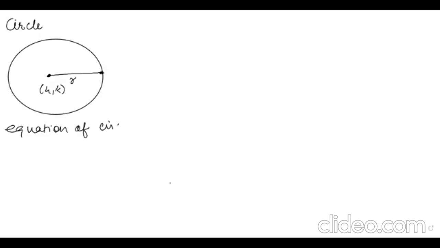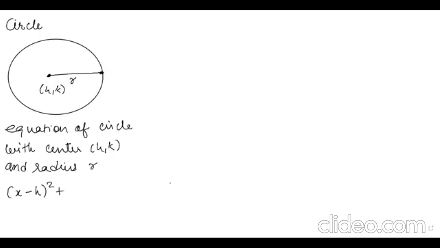If we talk about the equation of a circle, then we need two parameters for that. One is the center, and another is the radius of that circle. If you have these two parameters, then you can find the equation of the circle using (x minus h) whole square plus (y minus k) whole square is equal to r square. This is your general equation of a circle if you have center (h, k) and radius r.